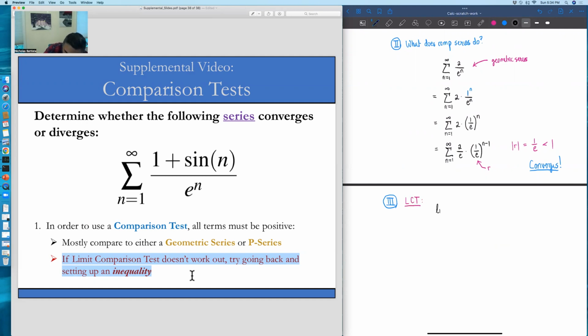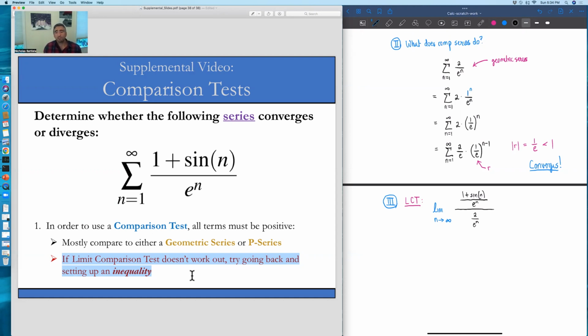So for the limit comparison test, we take the limit as n goes to infinity of the ratio of our series functions. In this case, we have the ratio of 1 plus sine of n all over e to the n, and the series we're comparing to, which was the series 2 over e to the n. And for the limit comparison test to tell us anything, we need that this limit is a finite non-zero number.